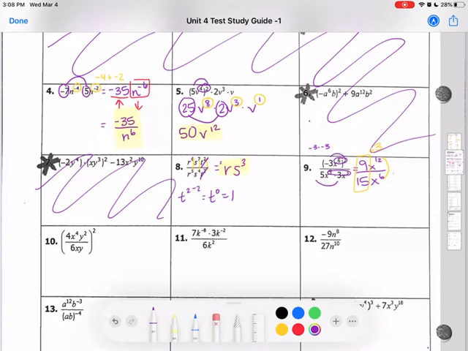So when I divide 9 by 3, I get 3. 15 divided by 3 is 5. And then 12 minus 6 gives me x to the 6th.